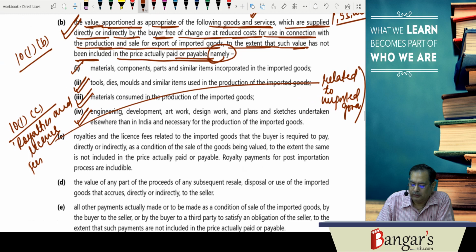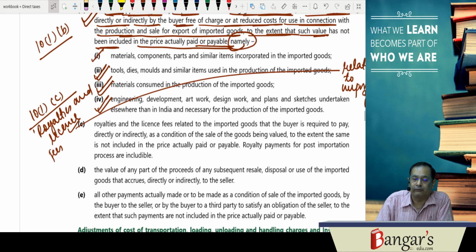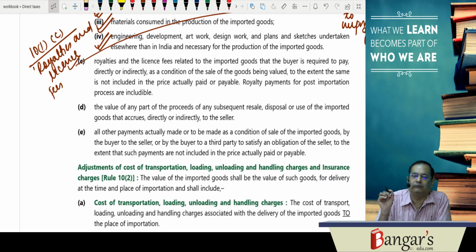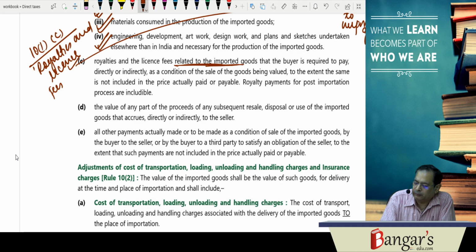So here, the royalties and license fees related to the imported goods that a buyer is required to pay directly or indirectly. The fundamental thing is they must be related to imported goods as a condition of sale of the goods being valued, to the extent they have not been included in the price actually paid or payable.